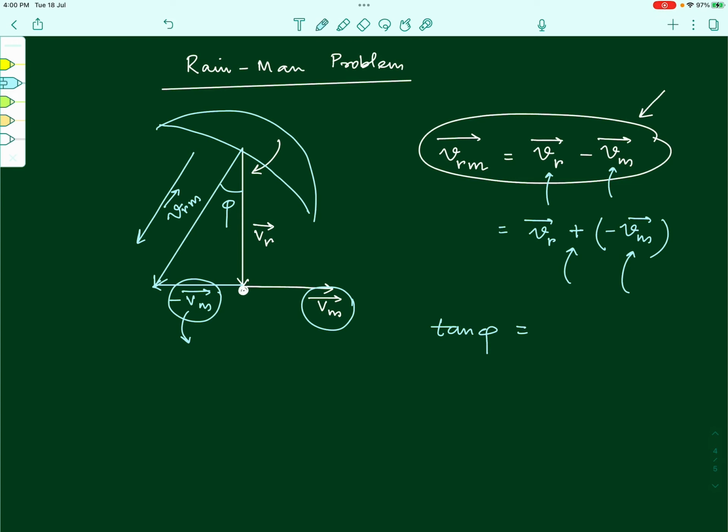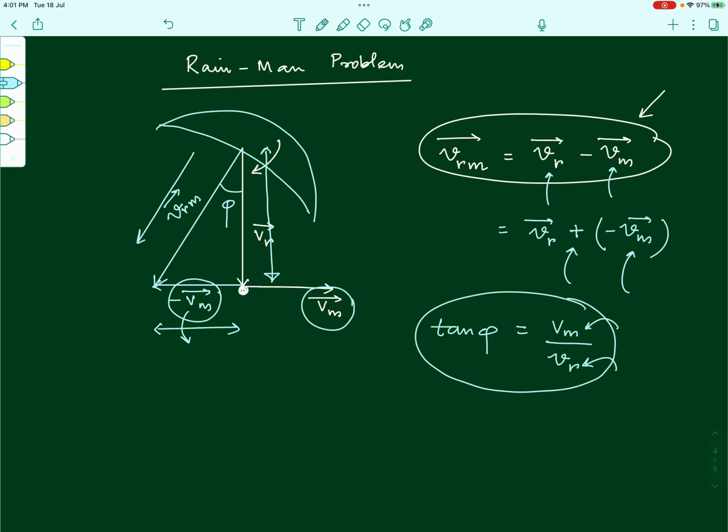Only the direction changes. So I can simply write the length of this particular opposite for this triangle as Vm itself divided by the base. The base length is this, which is nothing but the magnitude of the speed of the rain, Vr. So if we know the speed with which the man is moving and the speed with which the rain is falling down, using this relation we can find out the angle that the vector Vrm will make with the vertical, which is nothing but the angle at which the man should be holding his umbrella to save himself from the rain as much as possible, right?